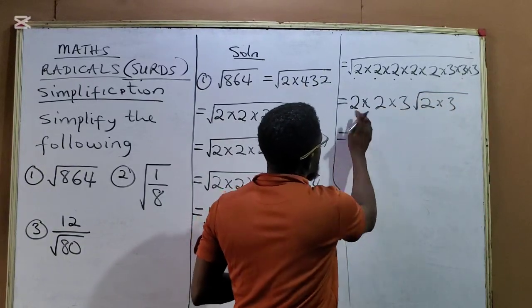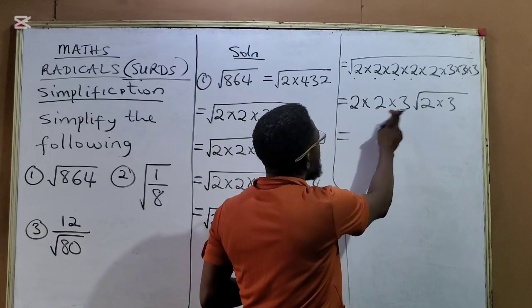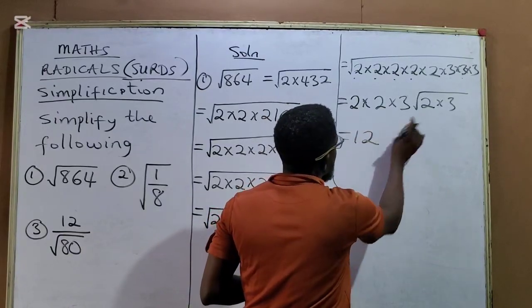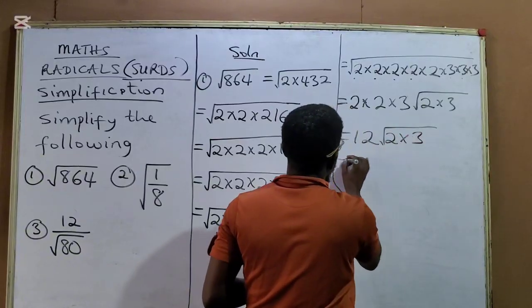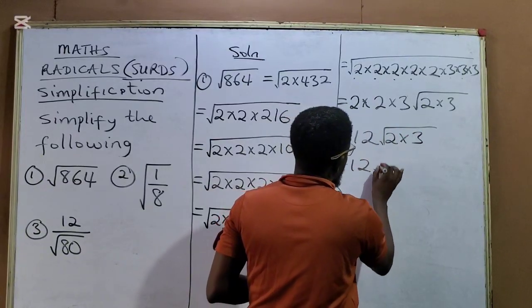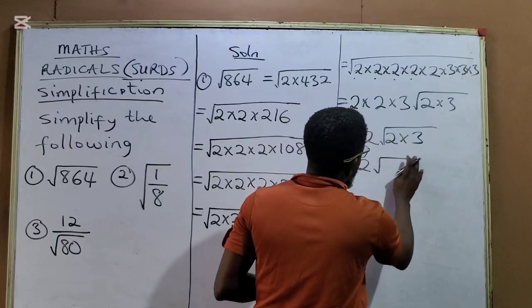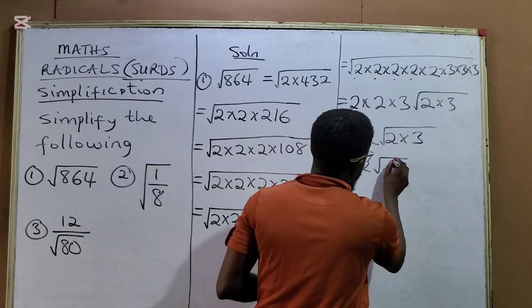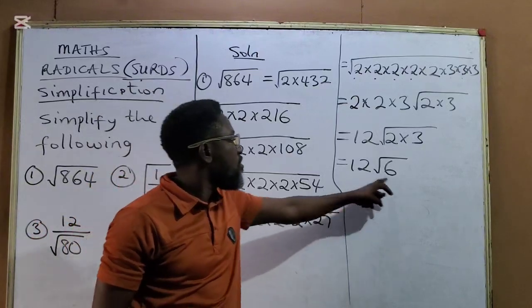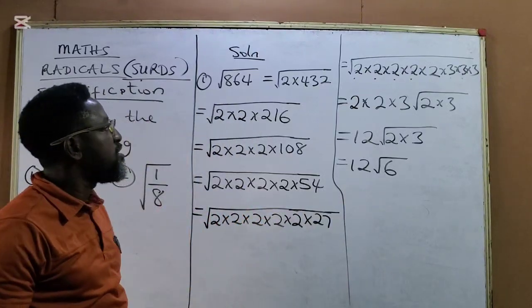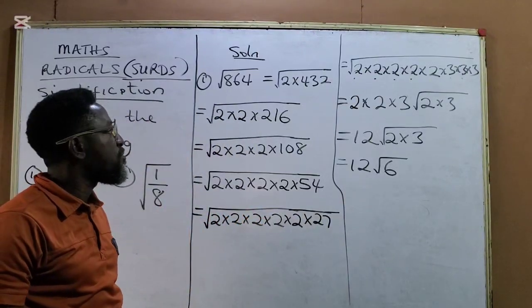So this one gives 2 times 2 is 4. 4 times 3 is what? 12. And then we still have 2 times 3, which according to the first rule of radicals, we can leave as root 6. That final answer becomes 12 root 6.